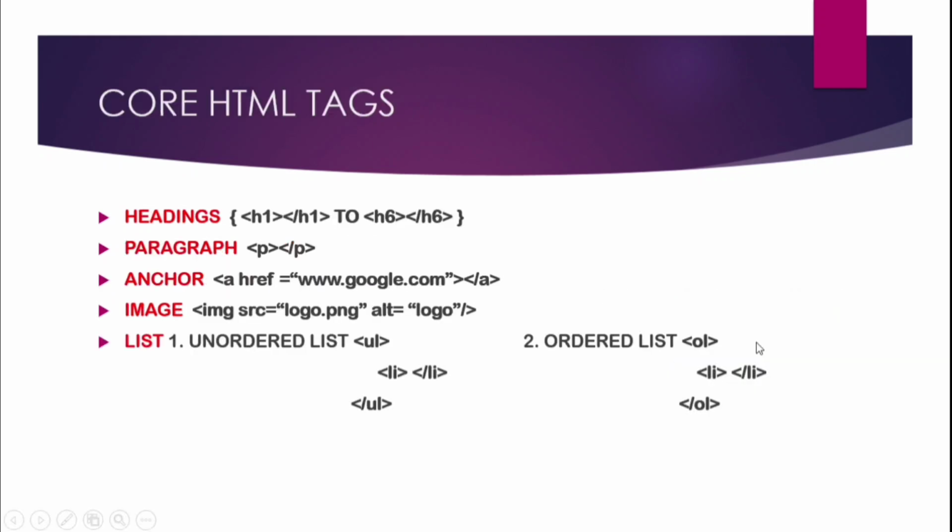So these are the core HTML tags that we have. First we have the heading tags. The heading tags go from h1 to h6, and they reduce in size as we go from h1 to h6. h1 is the largest heading tag we have, and h6 is the smallest. The font size is reduced for each heading tag, that is h1, h2, h3, h4, h5 and h6. In total, 6 heading tags are available.